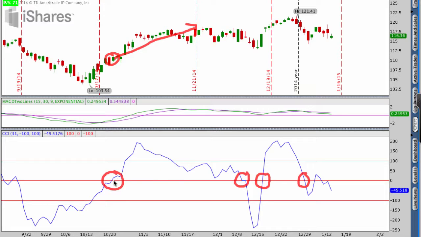And it's not all about being overbought or oversold. Just because CCI gets to extremes does not necessarily mean that creates an opportunity to buy or sell. So that's one difference with CCI as opposed to some other indicators: it's not about being overbought or oversold. It's about crossing that 0 barrier.